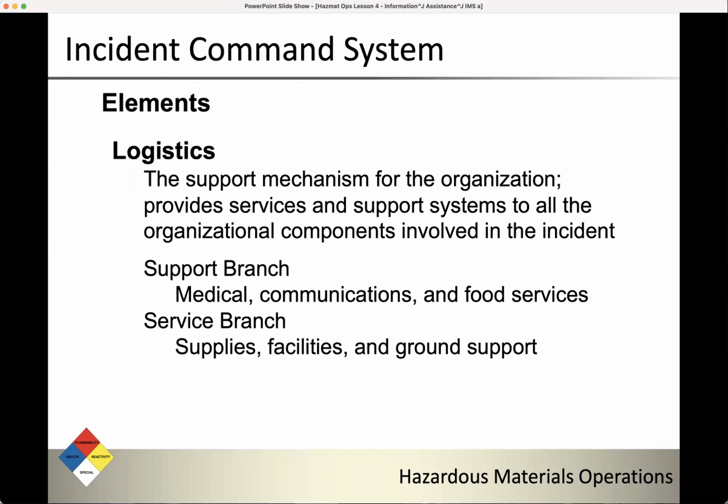Logistics, they're the support mechanism for the organization. They provide services and support systems to the organizational components. So they provide medical. The support branch provides medical care for the responders, communications for the responders, and food services for the responders. The service branch provides supplies, facilities, a place to work or go to the bathroom, and ground support, moving stuff around.